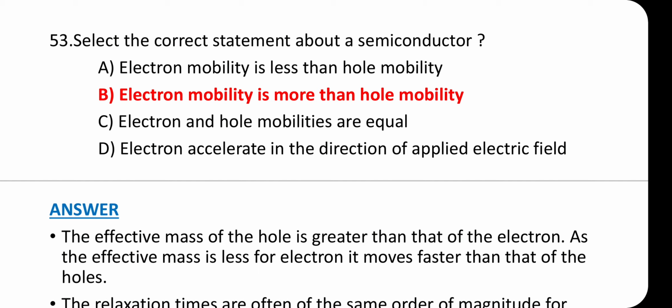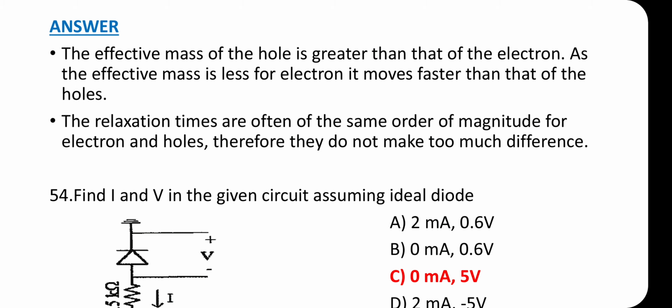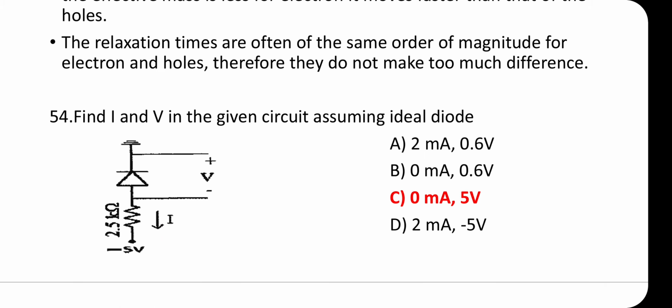Consider question 53. Select the correct statement about a semiconductor. Out of the 4 options, option B is the correct answer. Electron mobility is more than hole mobility. The effective mass of the hole is greater than that of the electron. As the effective mass is less for the electron, it moves faster than the holes. The relaxation times are often of the same order of magnitude for electrons and holes. Therefore, they do not make too much difference.